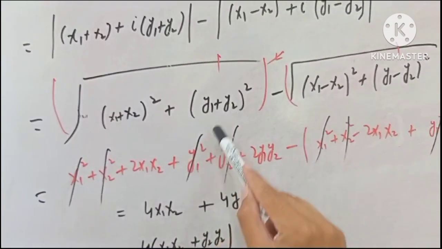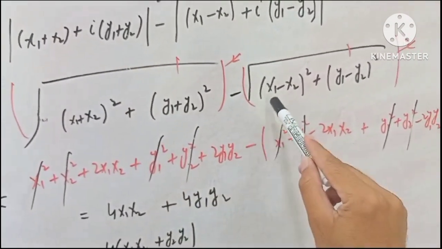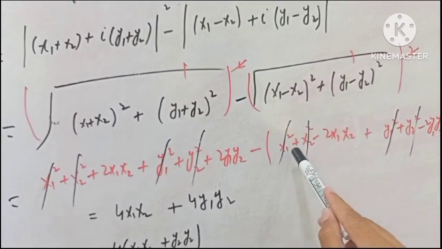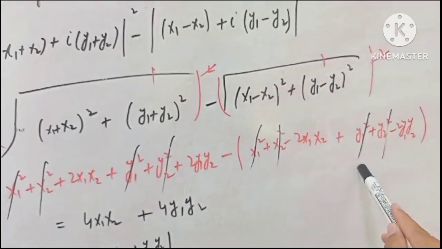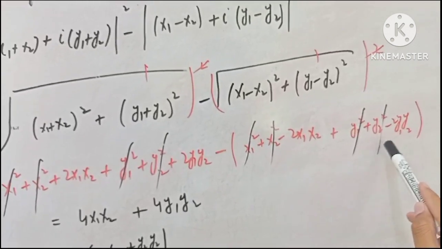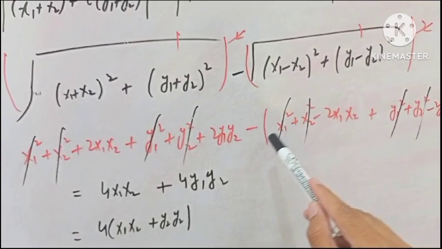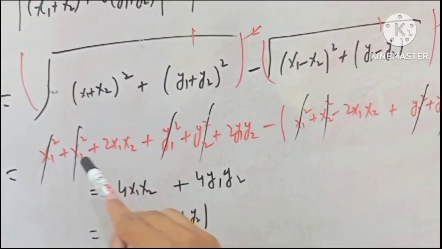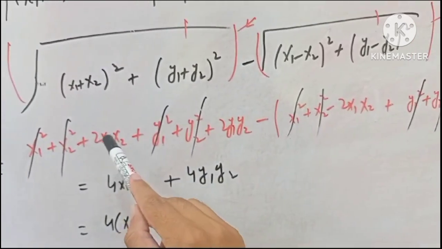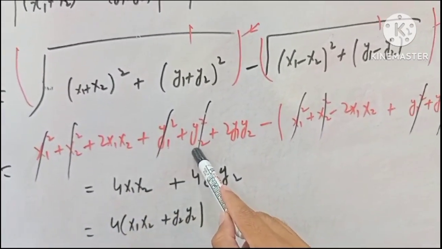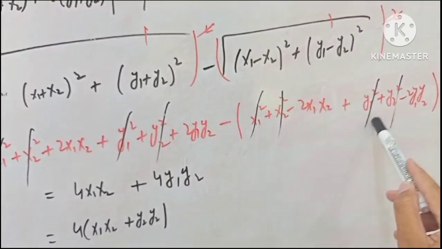Similarly y1² plus y2² plus 2y1y2, minus sign as such, opening the square: x1² plus x2² minus 2x1x2, opening this square plus y1² plus y2² minus 2y1y2. Now x1² cancels with −x1², x2² cancels with −x2². Similarly y1² and y2² cancel with −y1² and −y2².